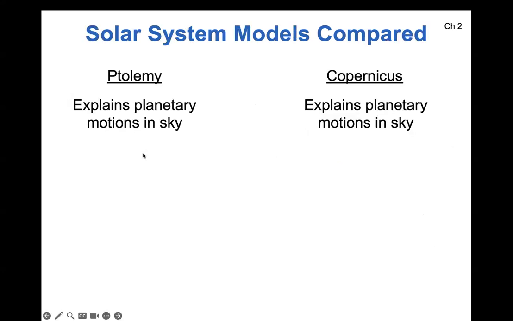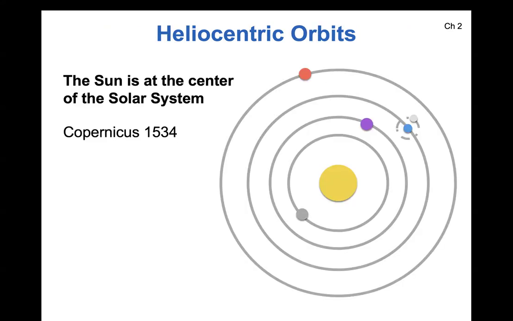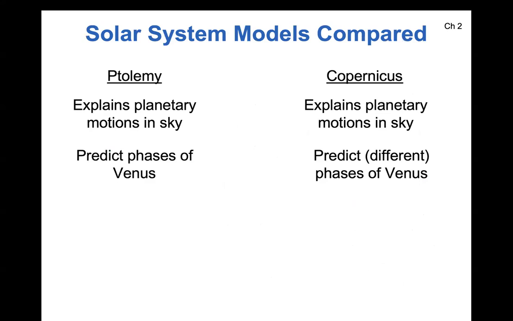All right. So this is the final summary. The Ptolemaic model explains planetary motion in the sky. So did the Copernican model, which had the sun at the center. The difference was that Copernicus predicted different phases of Venus. That's a testable hypothesis. And this all coincided with the invention of the telescope, so they were able to show that there were different phases.